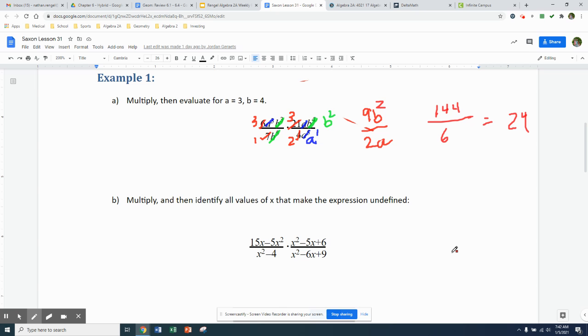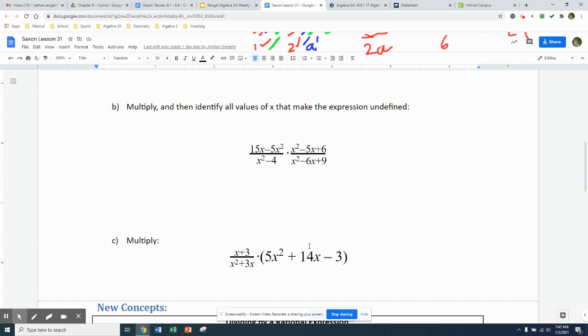So you can see again that to multiply these fractions, since they are so loaded up with everything, we want to get things simplified down first. Once we do that, it makes the problem a lot simpler. So 24 would be our answer for our first problem. Now we're going to head down to B.